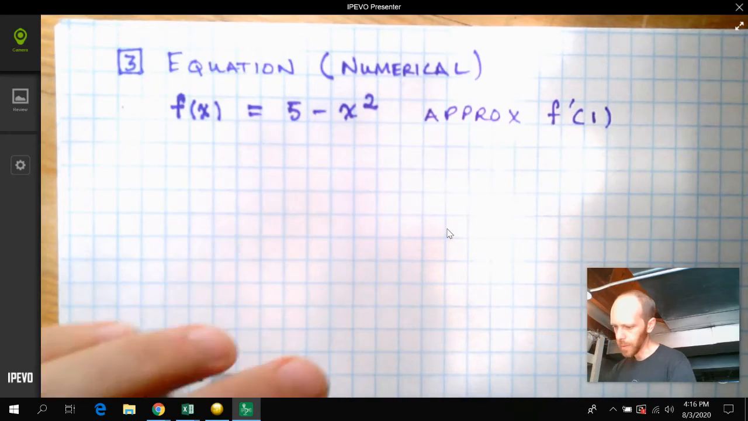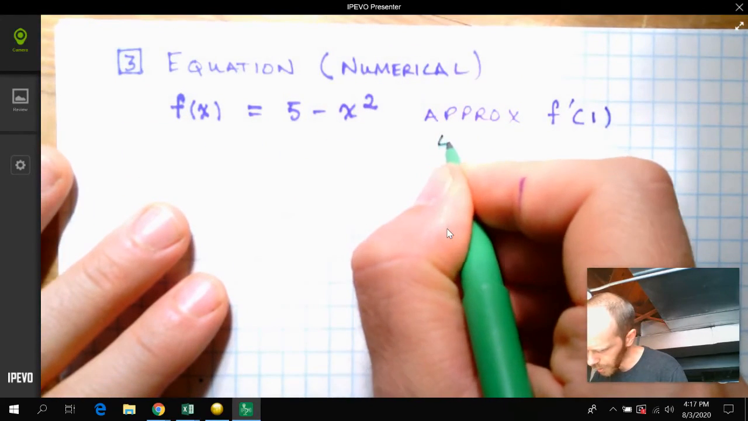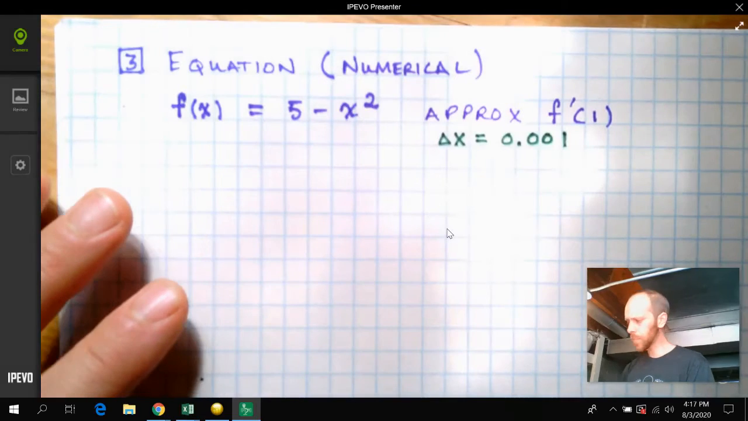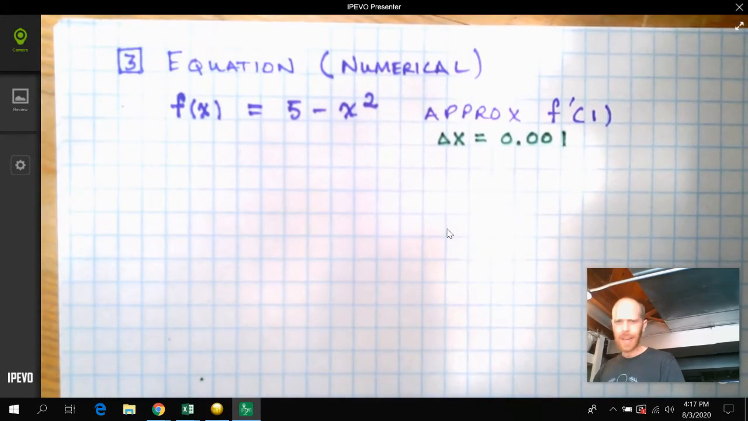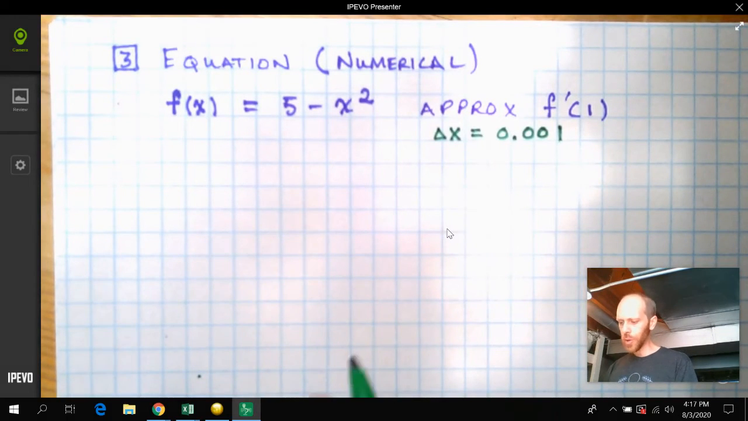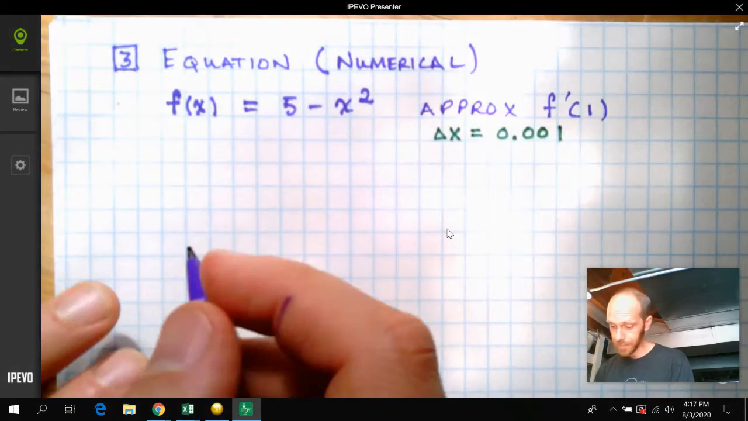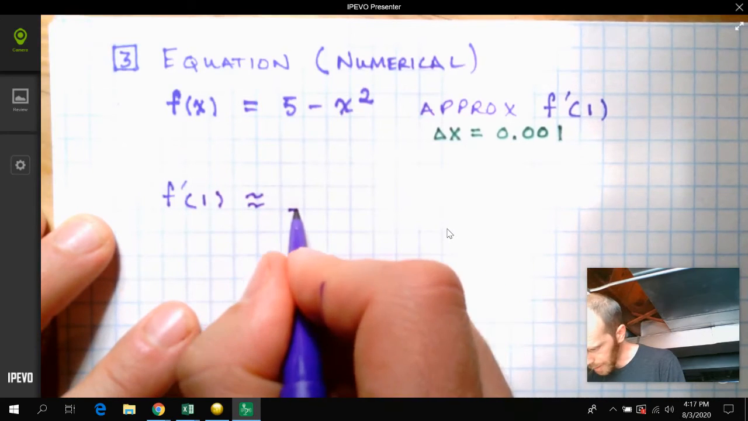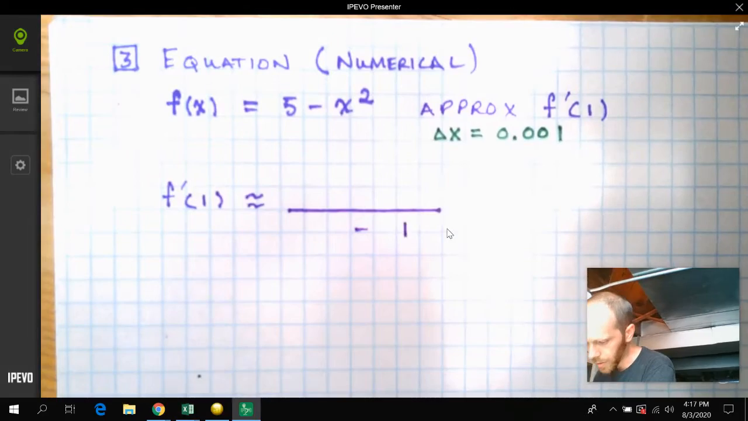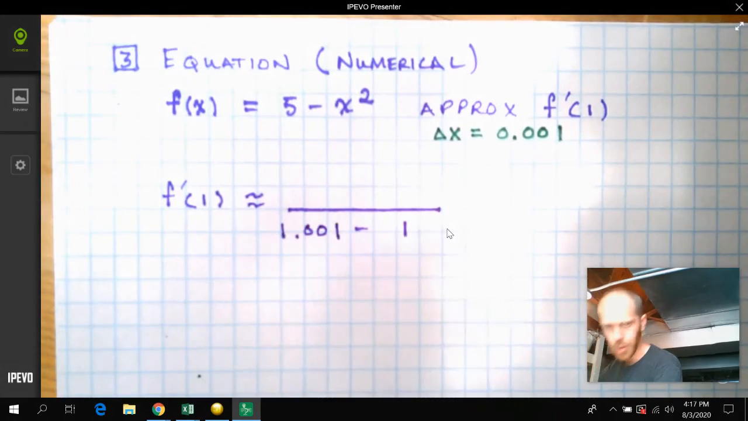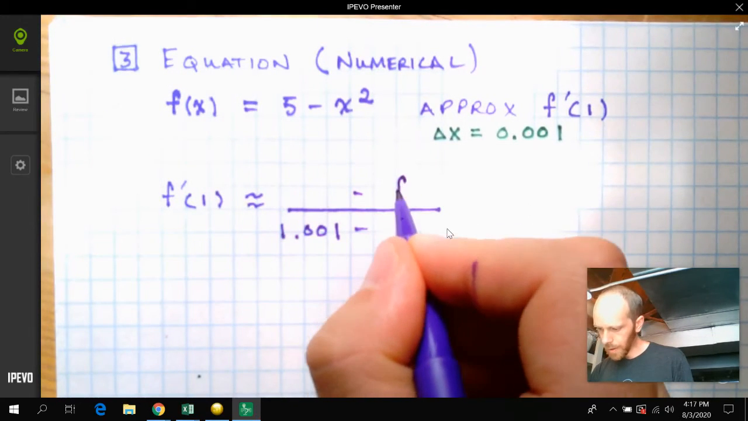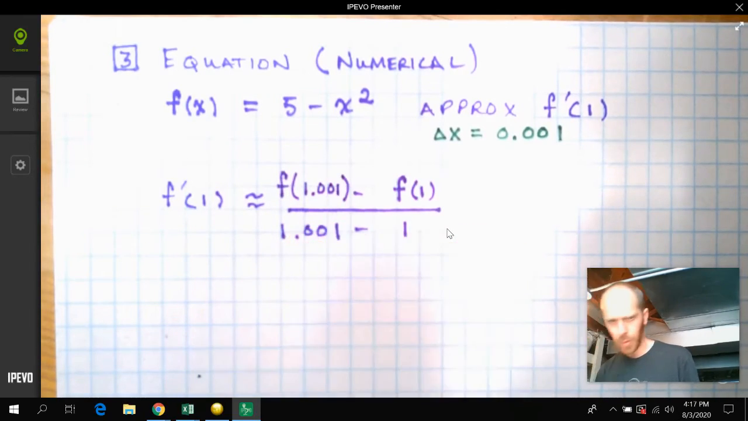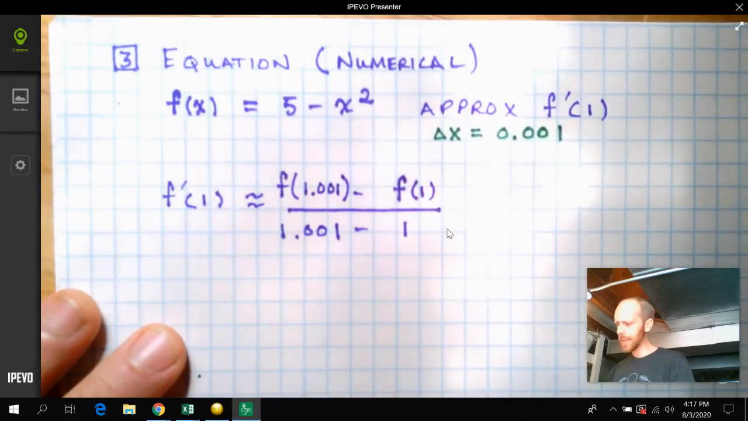We already learned this, right? We learned that you can use as your tolerance the change in x is equal to 0.001. Okay, and so what I want to show you, since you already know that, is how to do this on a calculator and make your life a little bit easier. Okay, so first let's write it out. F prime of 1 would be approximately, 1 goes here, 0.001 larger than 1 goes here. The value of the function at 1 goes right here, and the value of the function at 1.001 goes right here. All right, so that's what we're going to plug into the calculator.